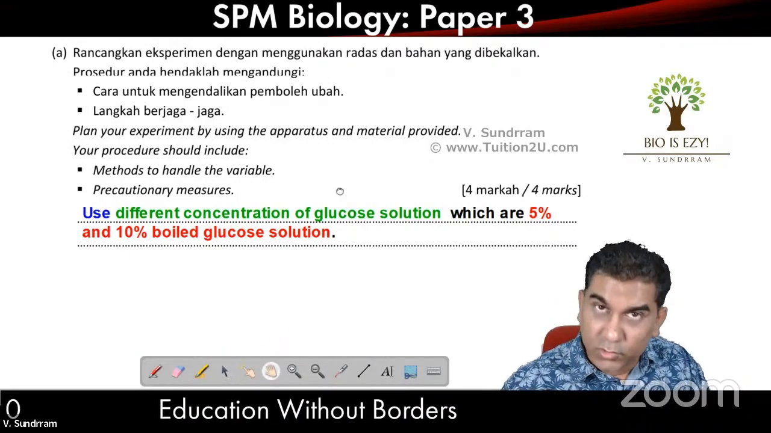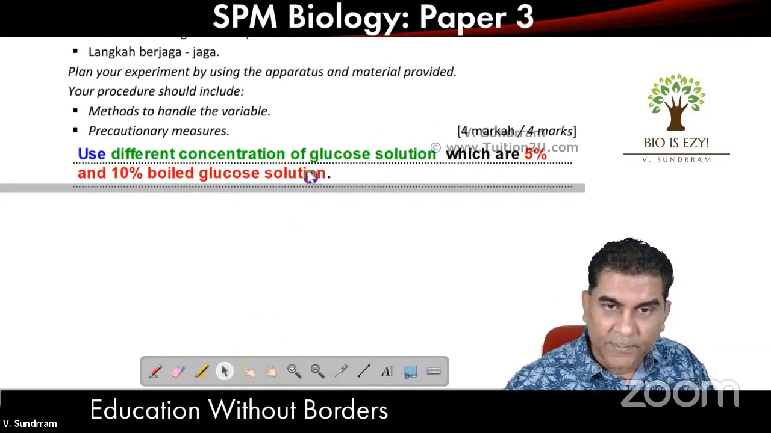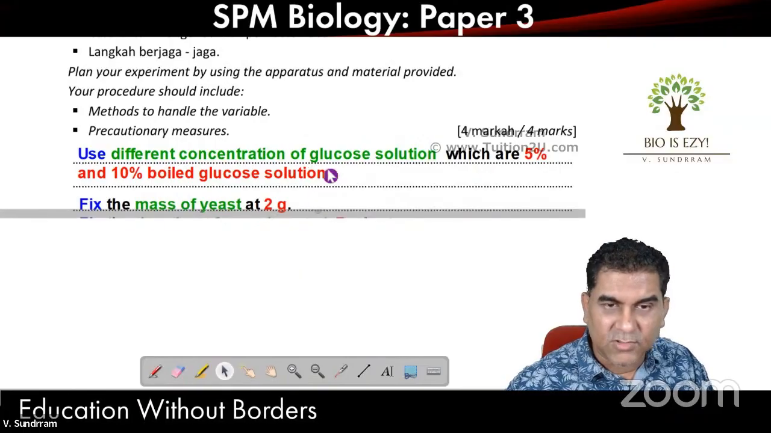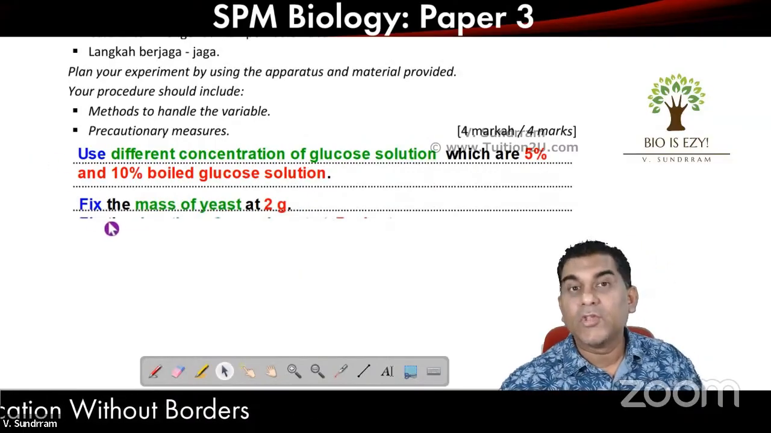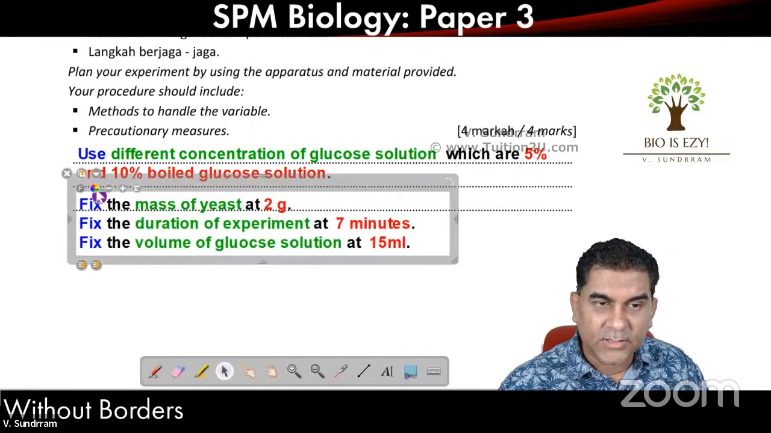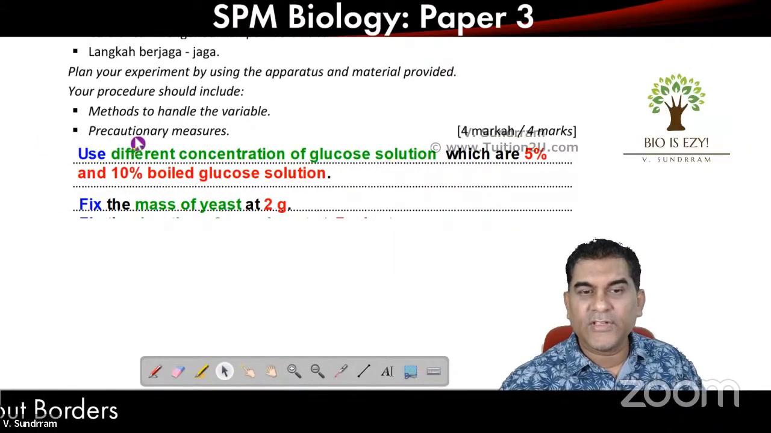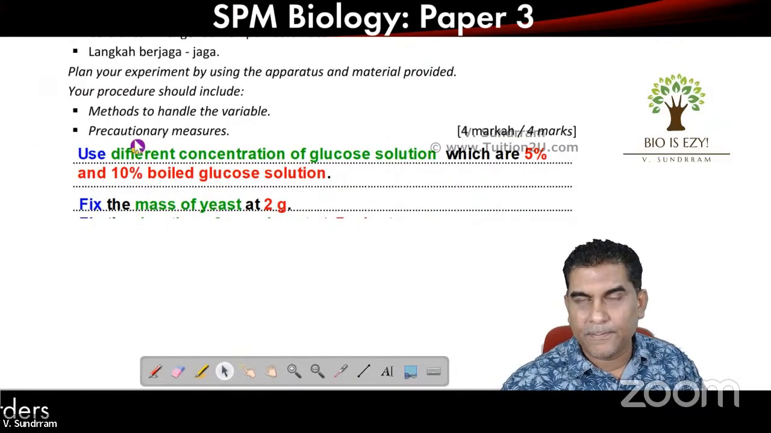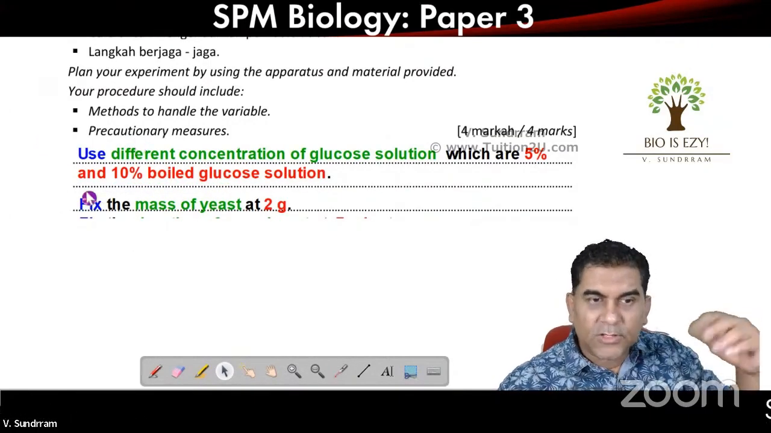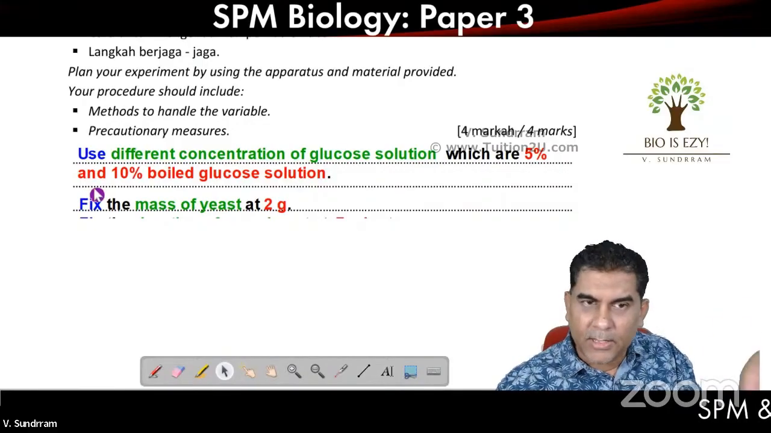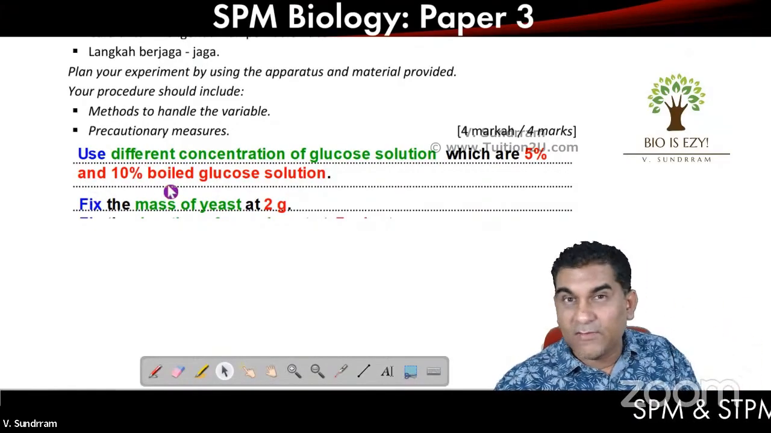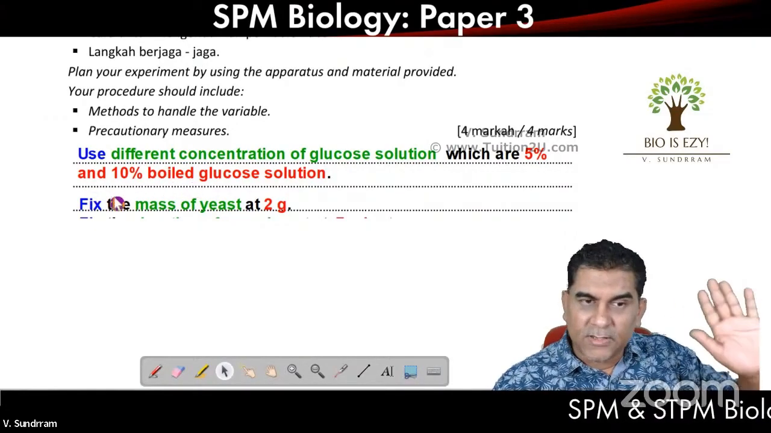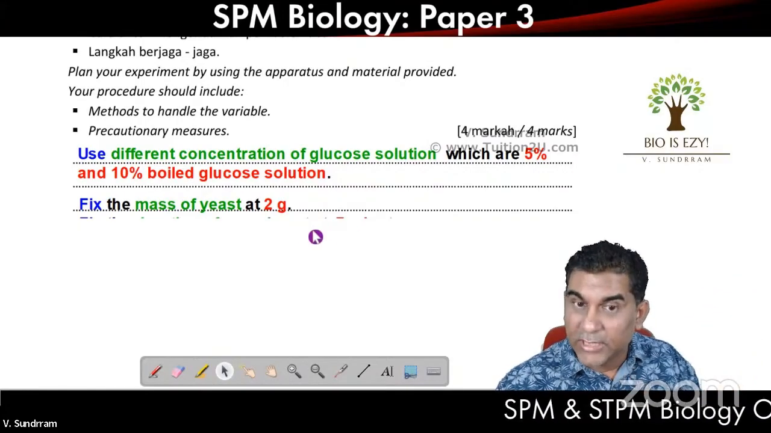So I'll show you all 3. The first one I'm mentioning here is fix the mass of yeast at 2 grams. You must use the word fix. Fix the mass of yeast at 2 grams. Must mention. Without the word fix, you don't get the 1 mark. So we don't have to explain why we are fixing it.